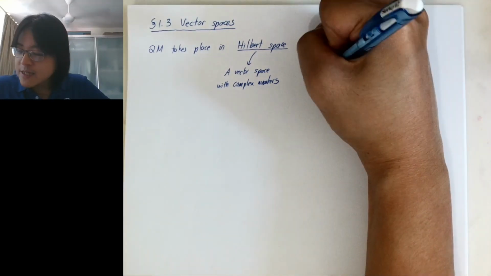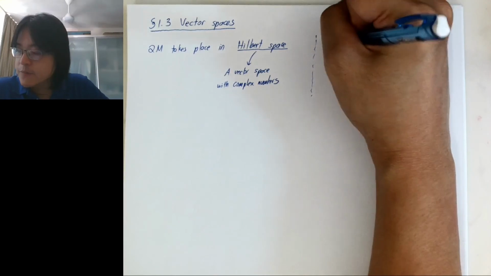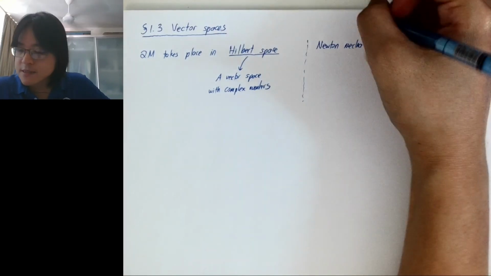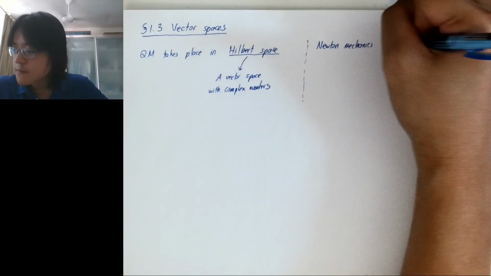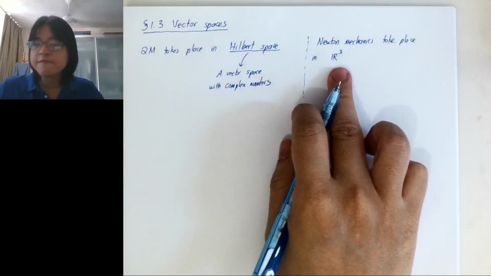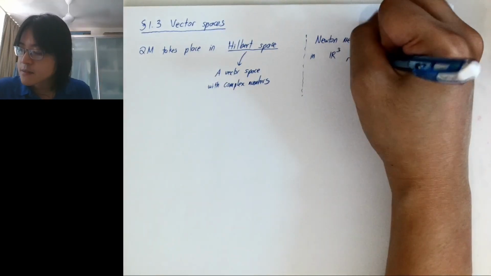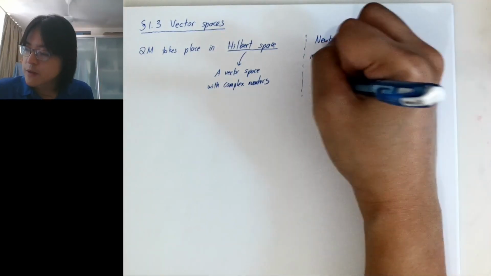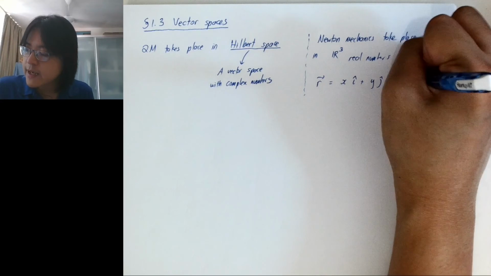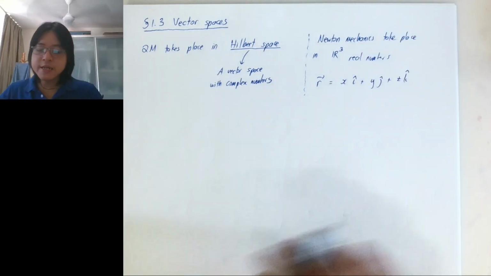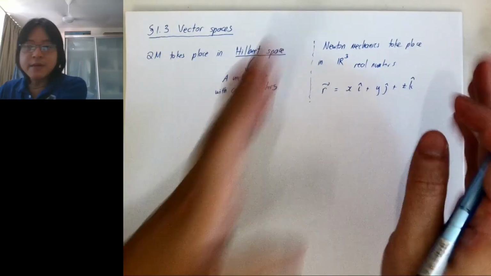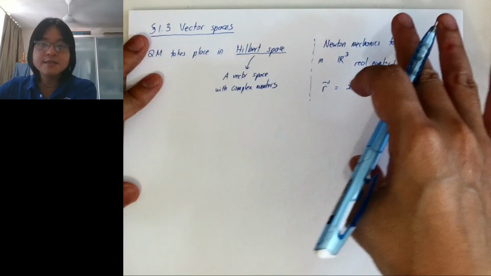Okay, so what is Hilbert space? Just to contrast, in classical mechanics, we learn Newton, right? Newton's laws, Newtonian mechanics, also take place in a vector space. But the vector space is just R3, a vector space with real numbers. When we write a vector in R3, we write x coordinate i, y coordinate j, z coordinate k, right? That was what we did when we were learning Newton's laws. But in general, a vector space is more than just this. It can be many other things, including Hilbert space.